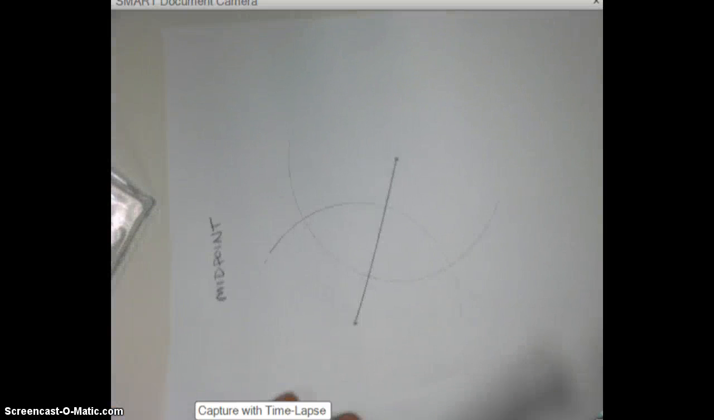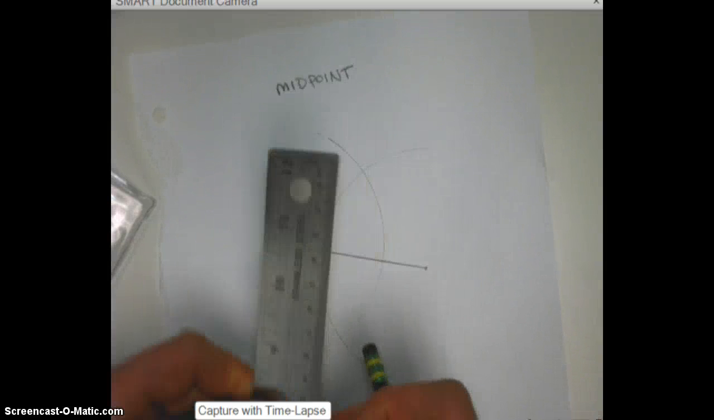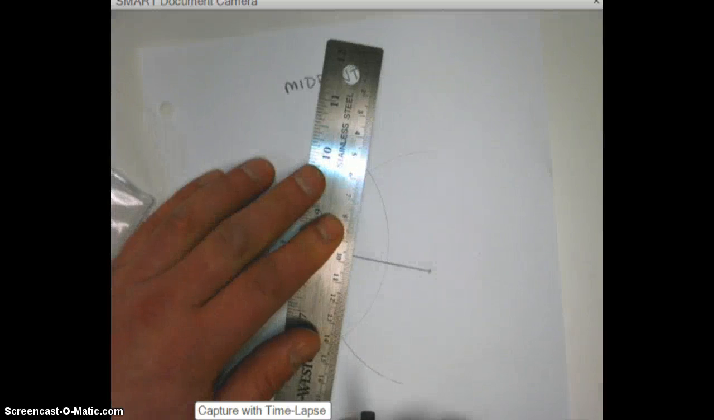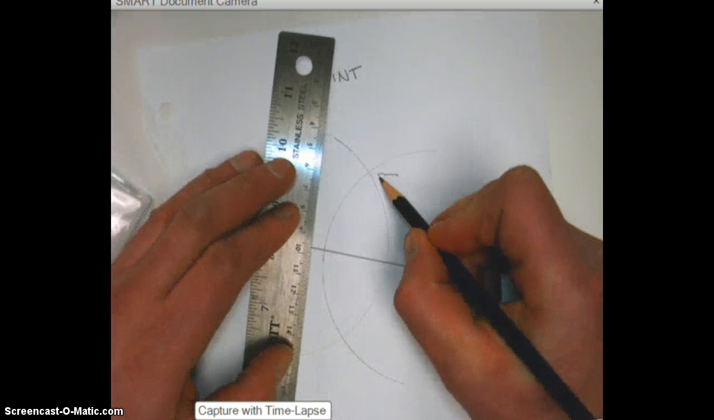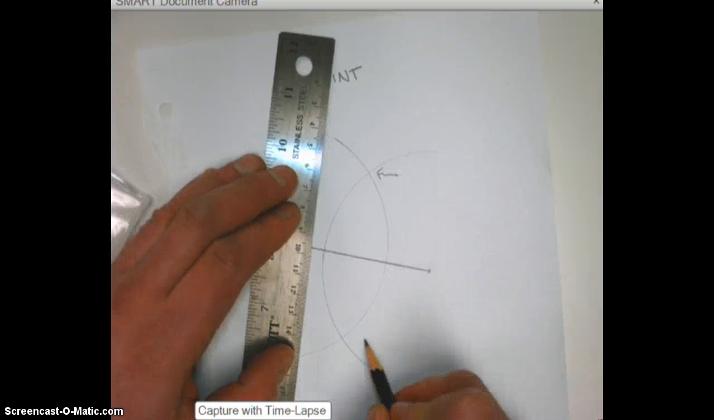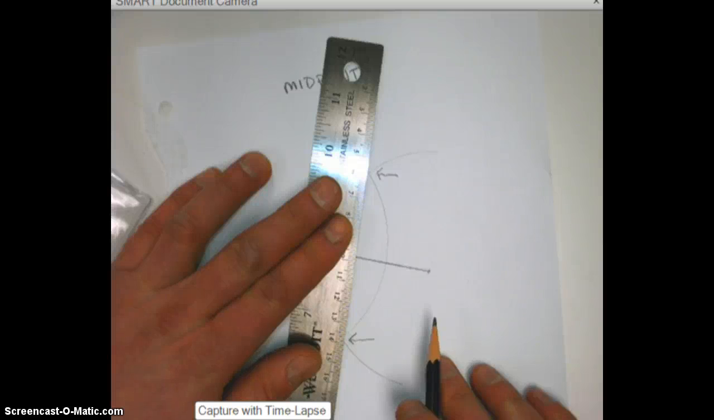Okay, let's turn this right back around. The next thing you're going to do is take your ruler and lay it so that the ruler goes right across the two intersections. We have an intersection of our arcs right there, and an intersection of our arcs right there. And you're going to drop the ruler right across them.